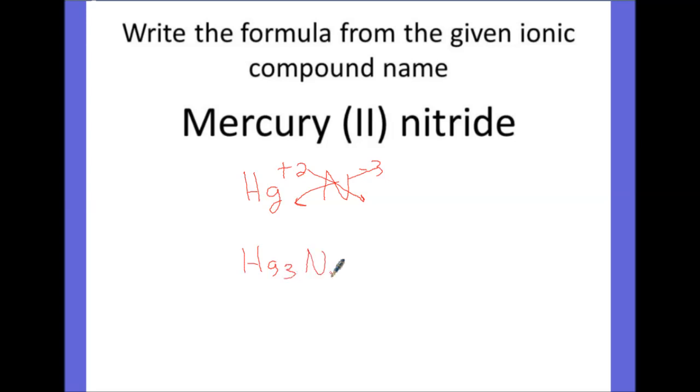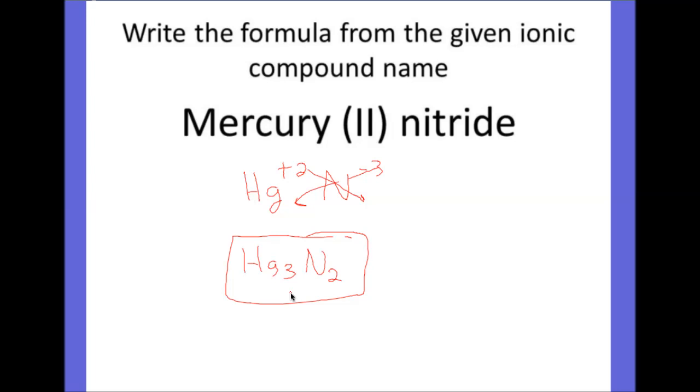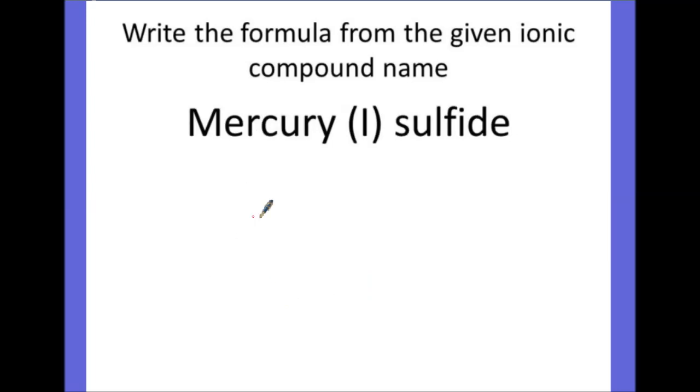Hg3N2. Alright, take a look at the difference between mercury 2 nitride and mercury 1 nitride. With mercury 1, you just have this little 2 right here, and we need 3 of those. So you're just going to enclose this in parentheses so it doesn't look like we need 23 of those. That's why the parentheses help clarify things, so we know we just need 3 mercury 1s. And there's mercury 2.